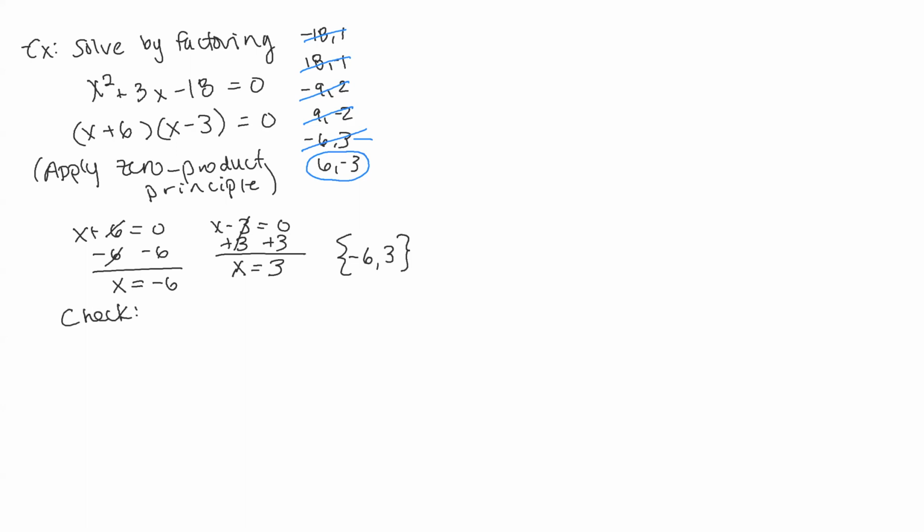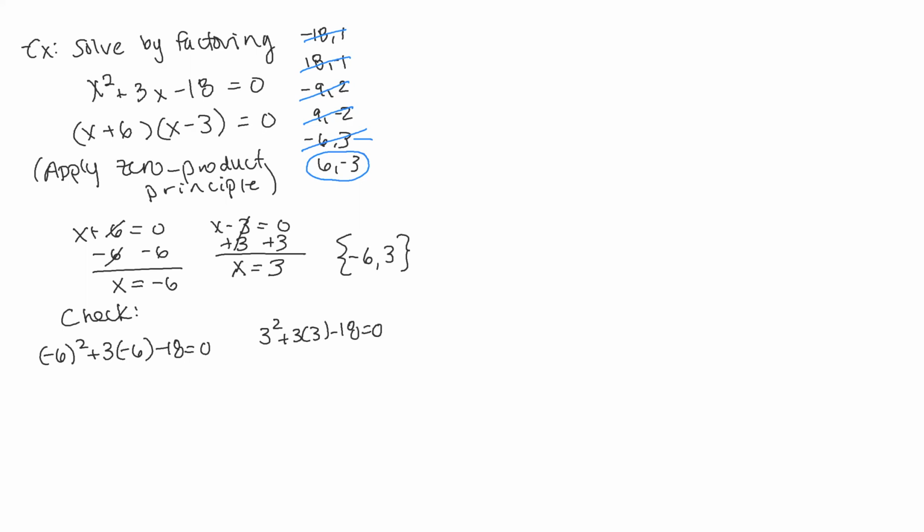Now, I'm not going to check every problem just for the sake of time, but I do want to at least show you how to check your answer, generally speaking. So what you do, you take your original equation and you plug in the two values for x one at a time. So I get negative 6 squared plus 3 times negative 6 minus 18, and I want to see if that equals 0. I will also check 3 squared plus 3 times 3 minus 18 equals 0.